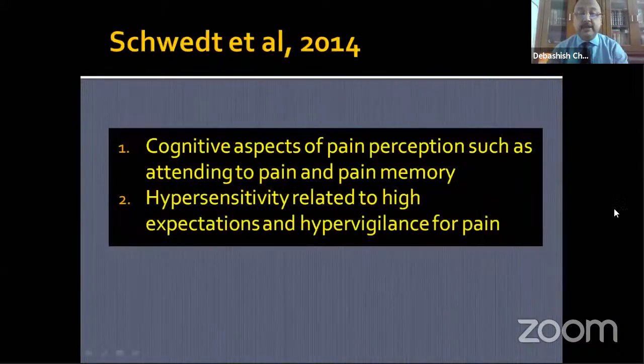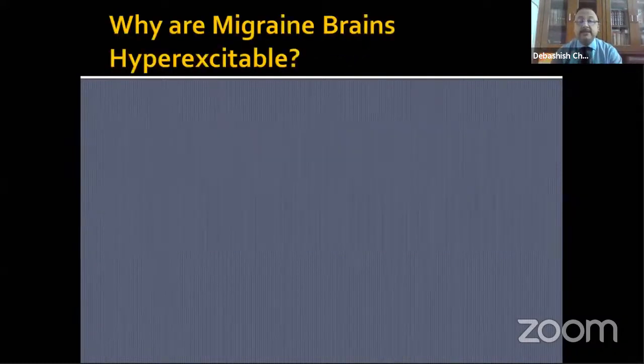They are very predisposed to hyperexcitability. And then, more importantly, people have shown that there are certain other aspects of pain perception, like attending to pain and pain memory. Many migraine patients will come and tell you, oh, doctor, I don't want to experience that kind of pain again. So there is a pain memory which leaves its trace in the brain, right? And there is a hypersensitivity related to high expectations and hypervigilance for the pain, because people expect that, oh, my next attack might be more severe, it might be more devastating. So there is a heightened expectation and hypervigilance, and this alters the pain circuitry in the brain in functional terms, right? This has also been proven by various studies.